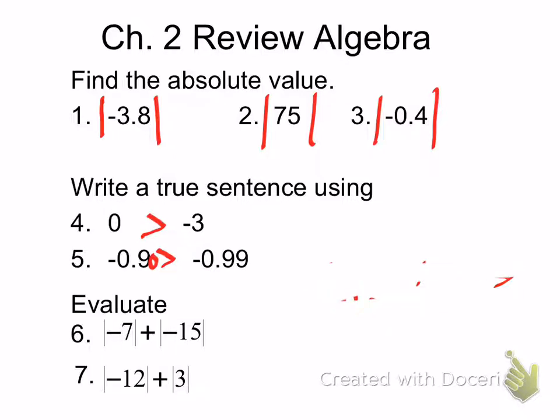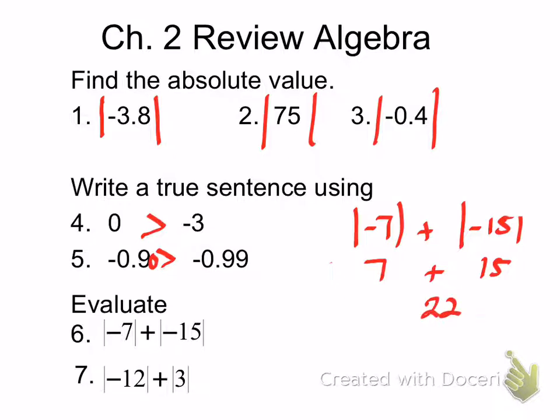All right, how would we do number 6? I've got the absolute value of negative 7 plus the absolute value of negative 15. There we go. James. I want to know, what do I do first? You make them both positive because they're in the absolute value bar. Right, the absolute value of negative 7 is 7, and the absolute value of negative 15 is 15. And the value of it altogether is 22. Good.